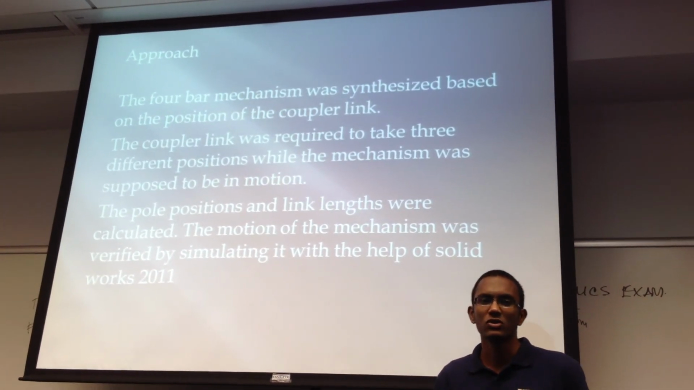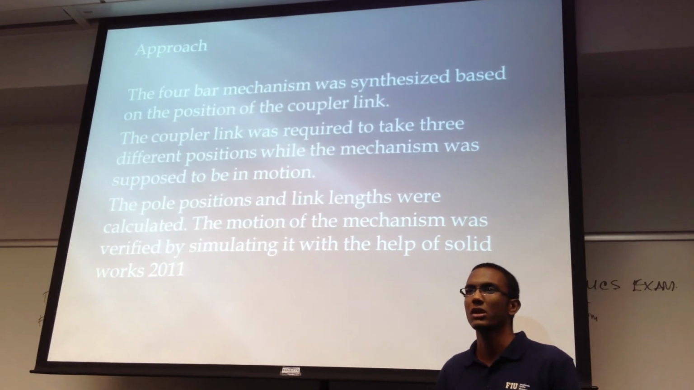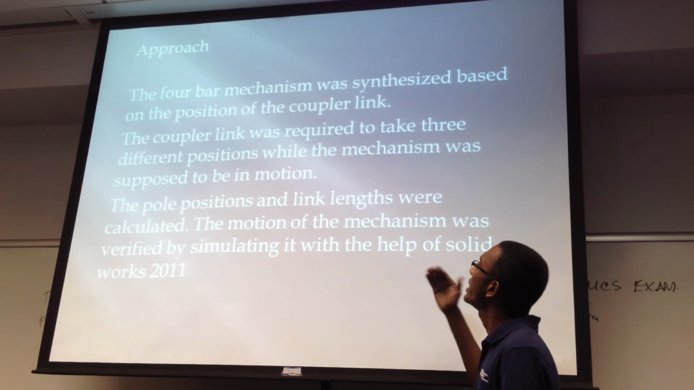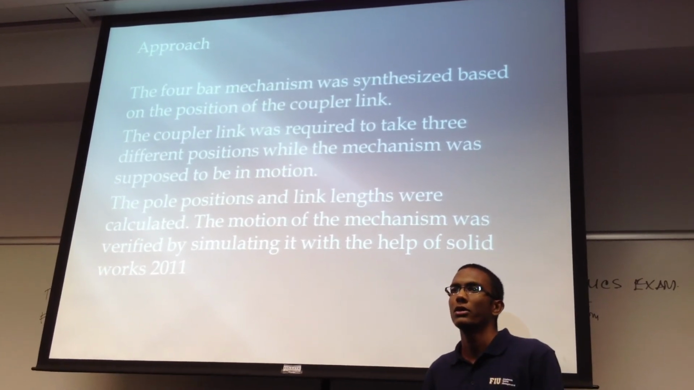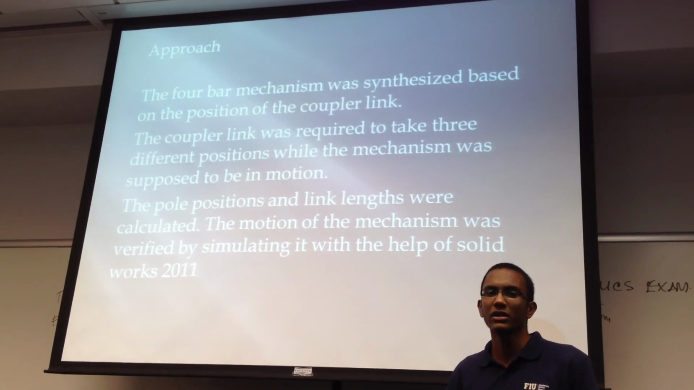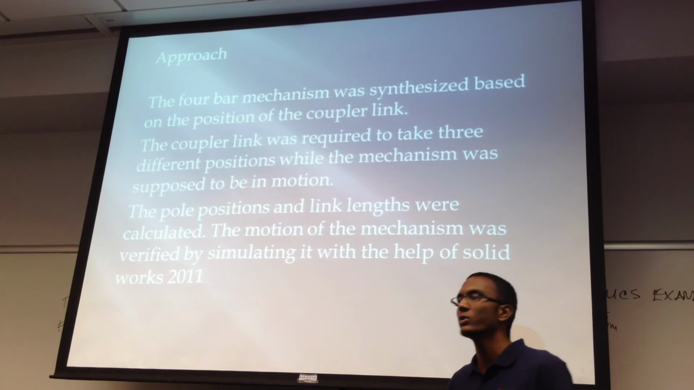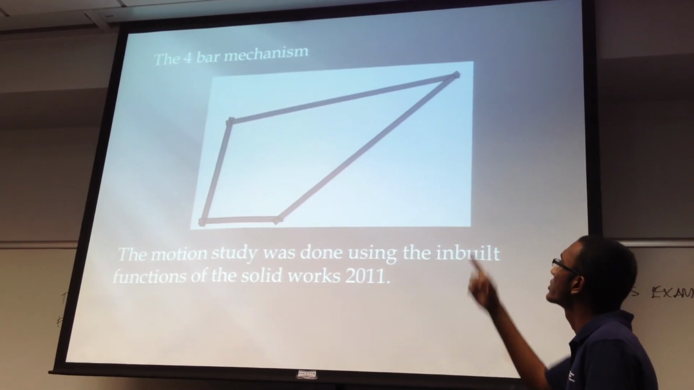The approach taken in solving this problem was that the 4-bar mechanism was synthesized based on the position of the coupler link. The problem was defined such that the coupler link was required to take 3 different positions while the mechanism was in motion. The pole positions and link lengths were calculated, and the motion was verified by simulating it with the help of SolidWorks 2011. The 4-bar mechanism that was designed looks something like this.